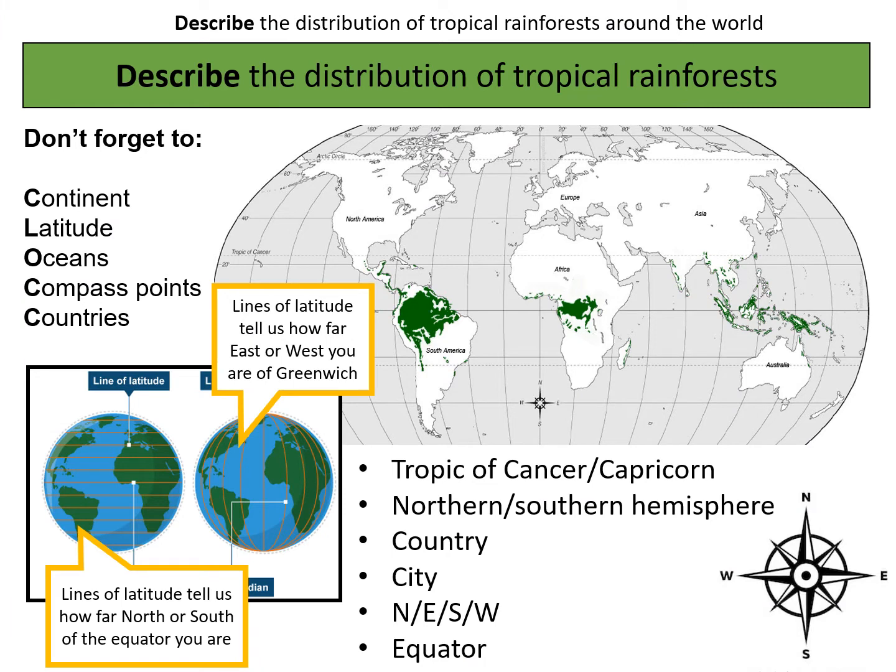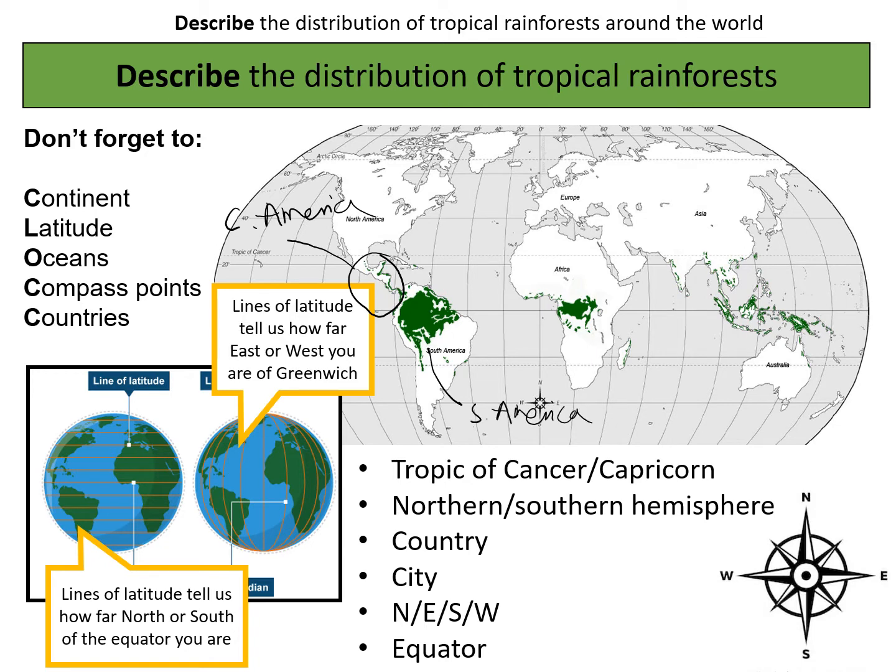So what we're going to do now is describe the distribution of these tropical rainforests. So when you're describing them, you need to make sure, please, that you are including the continents. So let's start to annotate this map here. We can see that they're found in Central America. We've got them in South America.